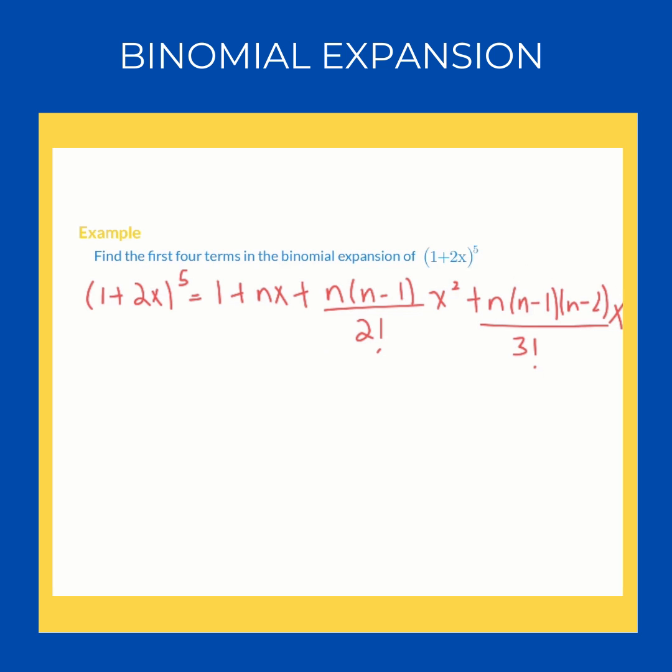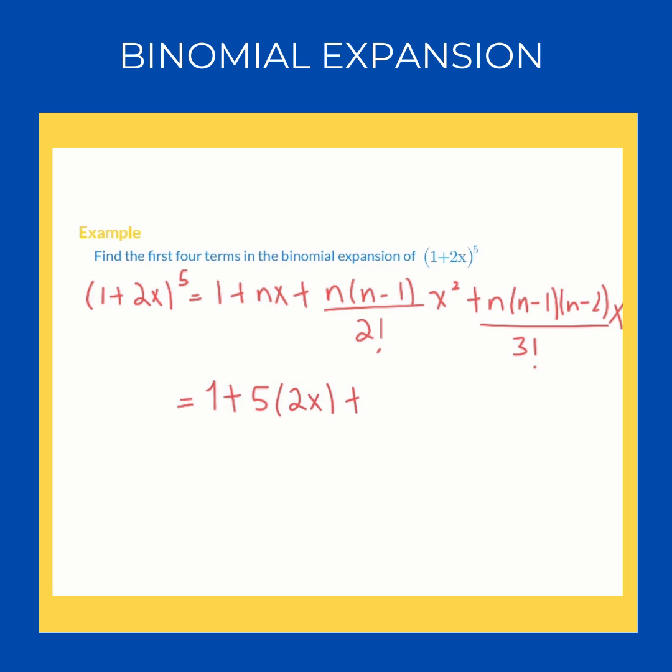So let's continue. 1 plus 2x to the power of 5 is equal to 1 plus nx, and n here is 5, so it's 1 plus 5 times x. Now what's x here? x is 2x. So it's the second term inside the bracket. It's not only x, it's the second term inside my bracket. So it's n times x, which is the power 5 times the second term, which is 2x. So it's 5 times 2x.